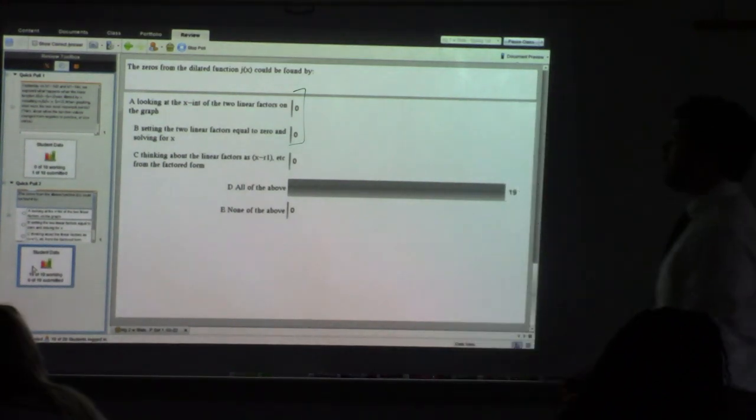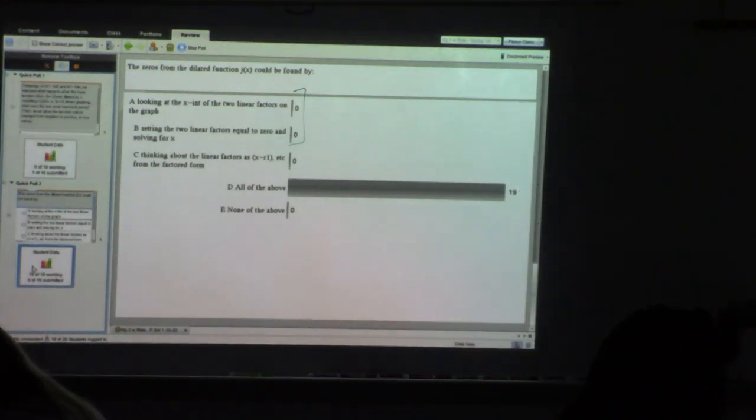Just making that note that you can look at the x-intercepts of the 2 linear factors on the graph. You can set the 2 linear factors equal to 0 and solve for x. Those are the 2 I would probably use the most often. They're going to be the easiest.